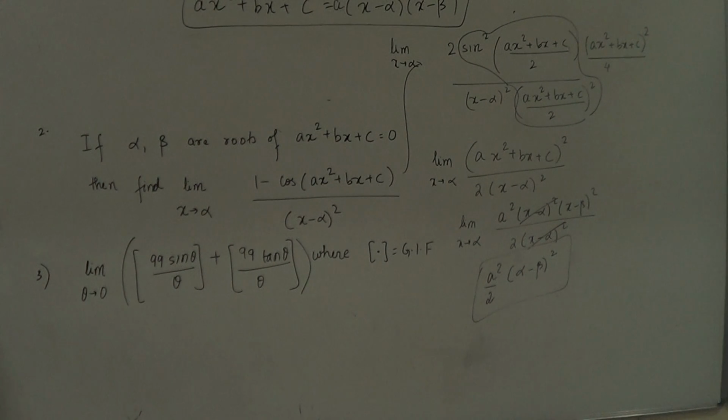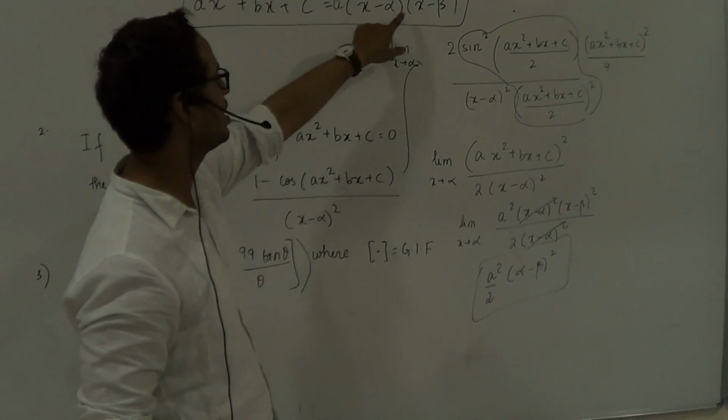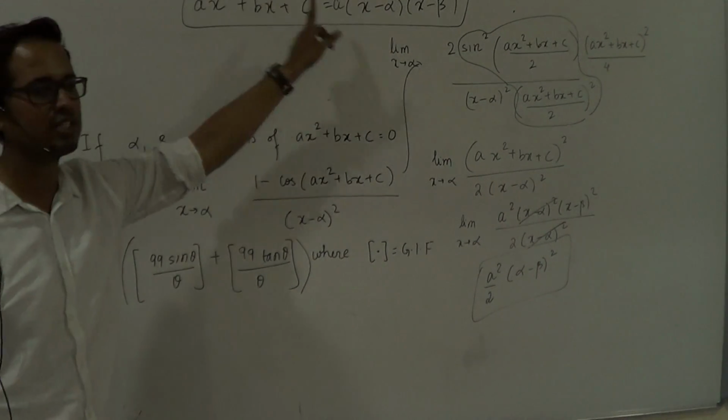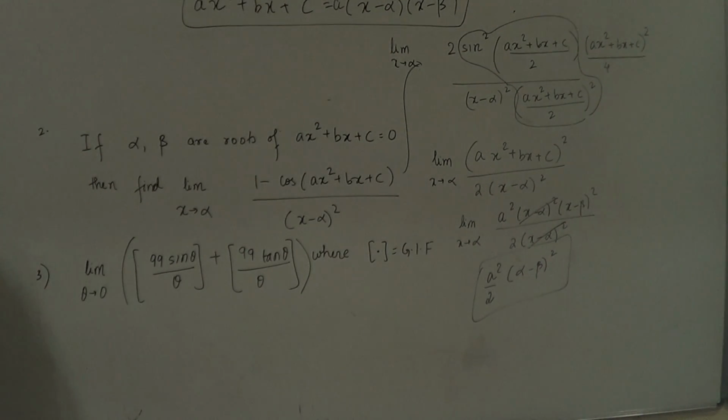Can I clear off the second one? What happened? It is a times x minus alpha, x minus beta. This factor of a is important because the coefficient of x square should match on both sides. You know how the options would be in the exam?